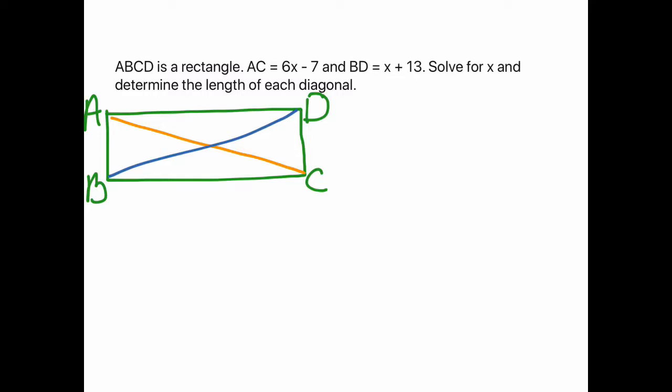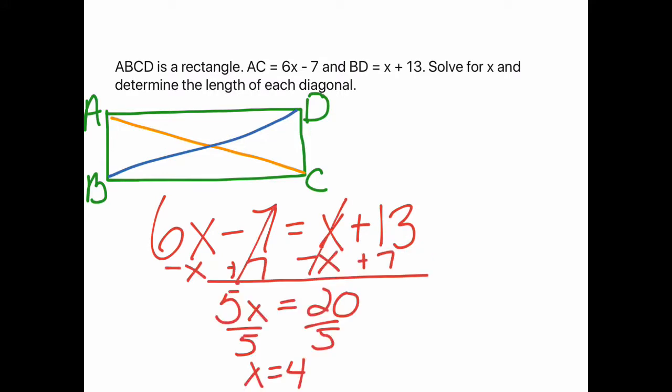If we recall, the diagonals of rectangles are always congruent, so we can set these equal to each other and use algebra to solve for x. When we do that, we get that 6x minus 7 equals x plus 13, and then we solve that to get x equals 4. So that's solving for x, and now we need to determine the length of the diagonal. We're going to take that x equals 4 and substitute it back into either of the diagonals, here or here, to figure out the length of each diagonal.